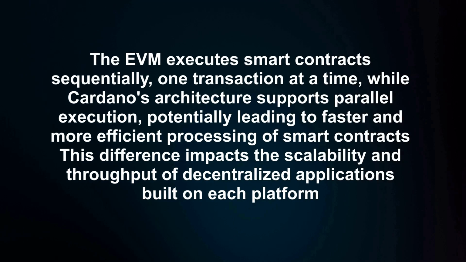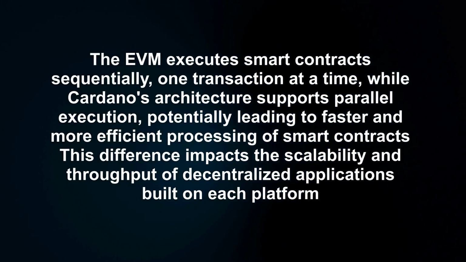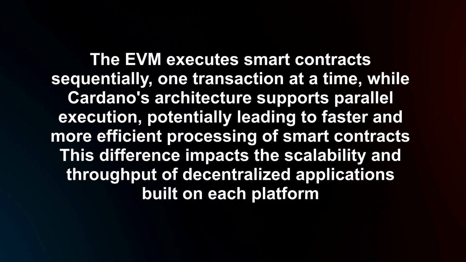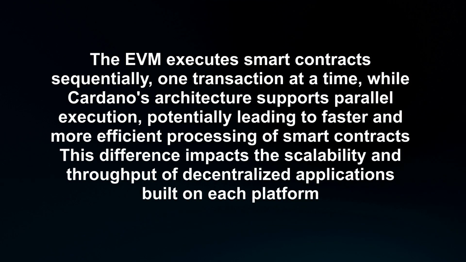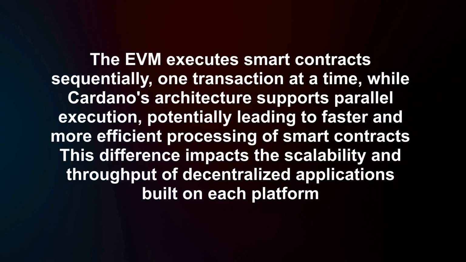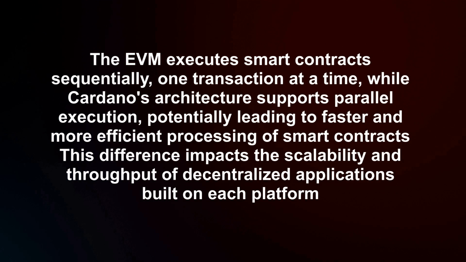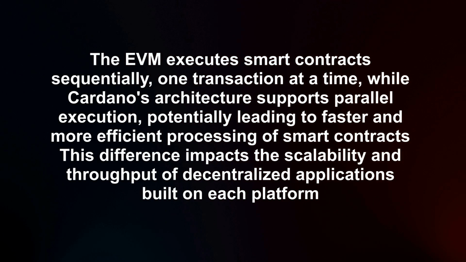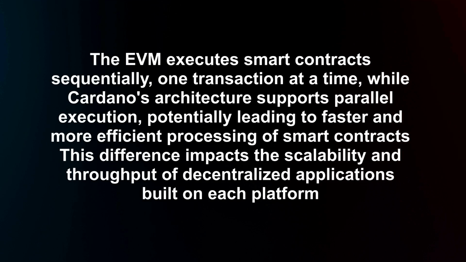The EVM executes smart contracts sequentially, one transaction at a time, while Cardano's architecture supports parallel execution, potentially leading to faster and more efficient processing of smart contracts. This difference impacts the scalability and throughput of decentralized applications built on each platform.